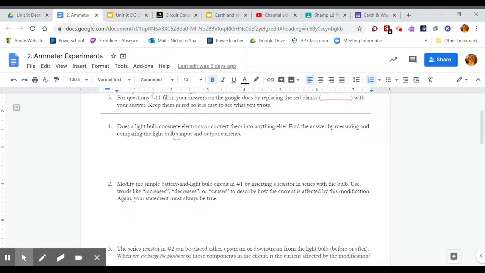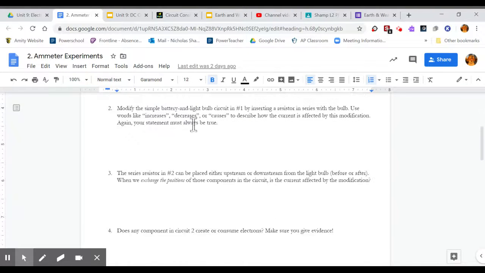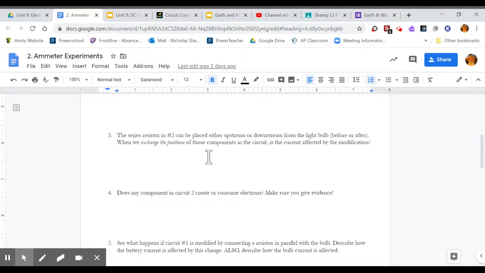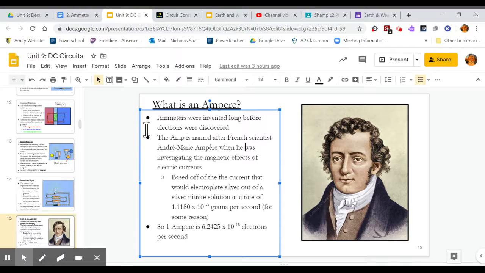Some of the questions you might already know the answer to, but you need to make sure you're providing evidence for it. Or it asks you to make a certain circuit and do things like that. So that's your goal for this simulation. This was a really short bit of notes, and next time we'll go over what we learned.